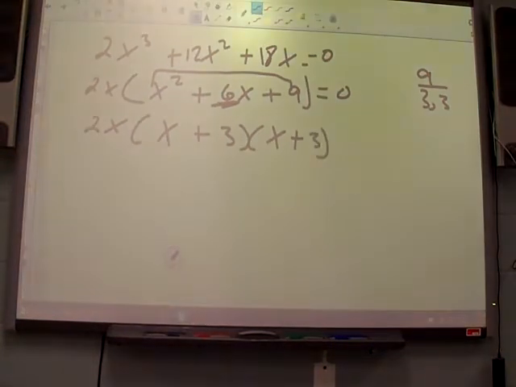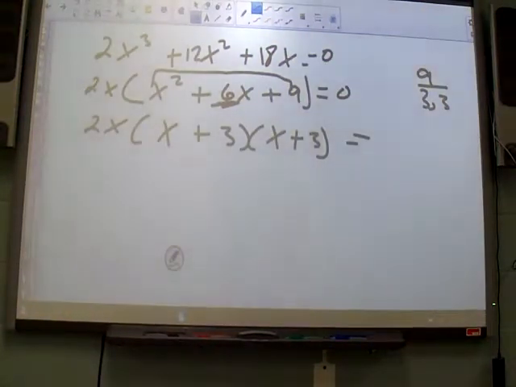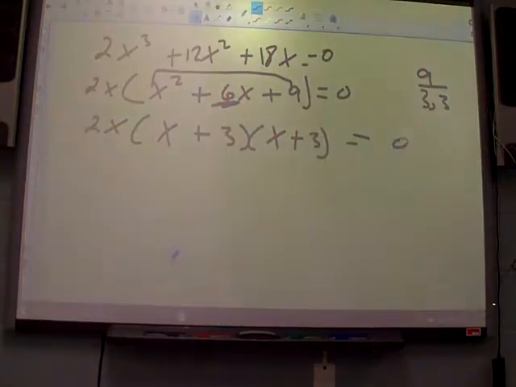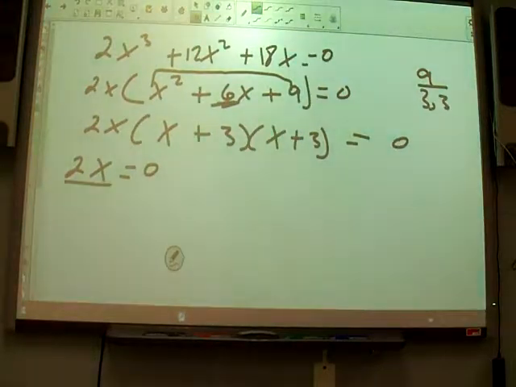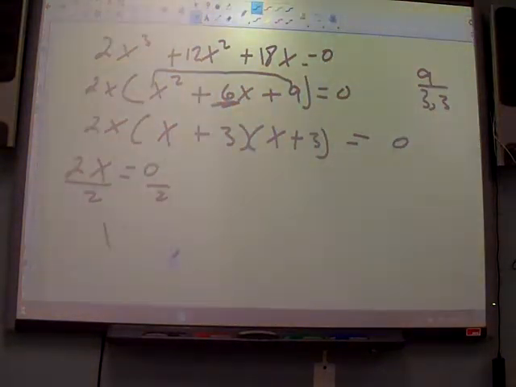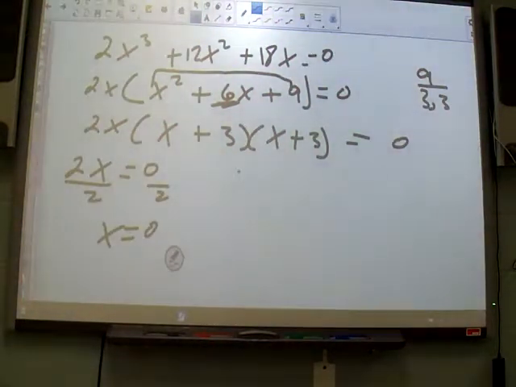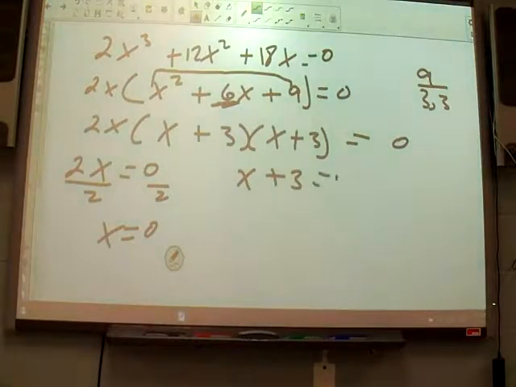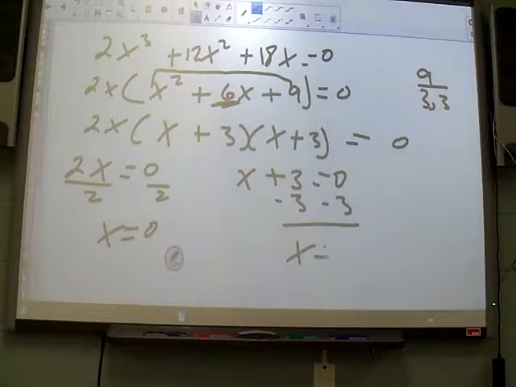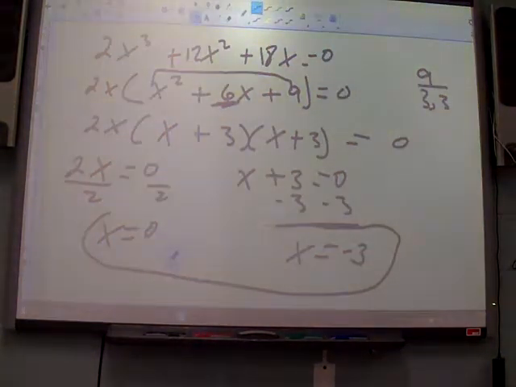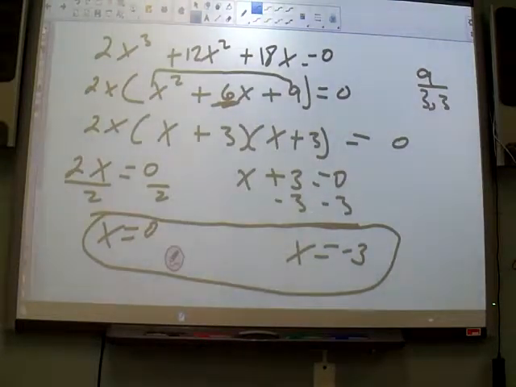So this one's just like the first one we did. We're going to get that same answer twice, aren't we? Okay. Oh, I forgot to write equals 0, my bad. So 2x equals 0. So what does that mean that x has to be? 0. X plus 3 equals 0. What does that mean that x has to be? That's it. That's all that takes.